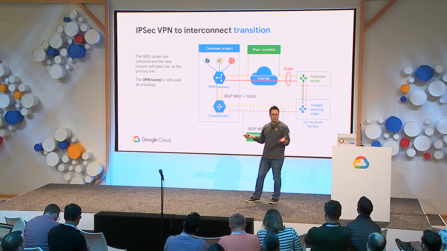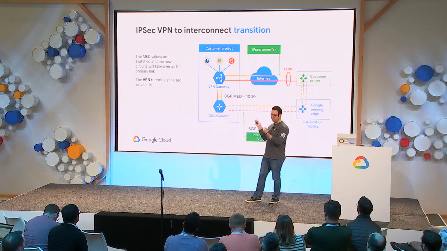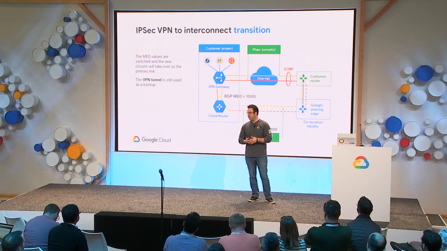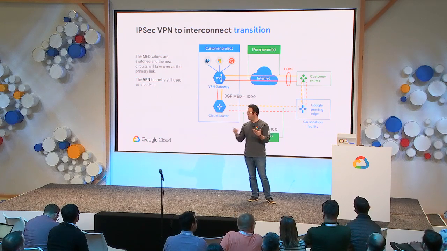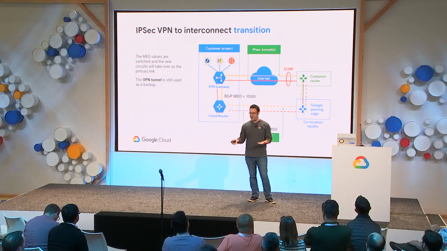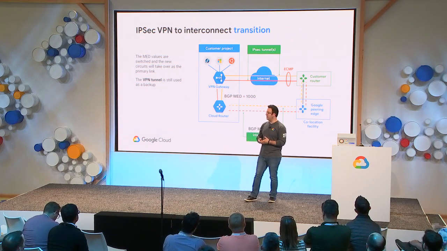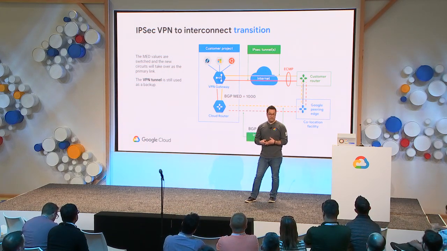Now, to do a traffic switchover, it's very simple. We just switch the MED values between the VPN connection and the interconnect connection by swapping them, and then the traffic seamlessly moves over. So now I have a VPN connection that can be used as a backup. I can keep it online in case I need it, but right now my traffic would actually be routed across a dedicated interconnect or partner interconnect link.